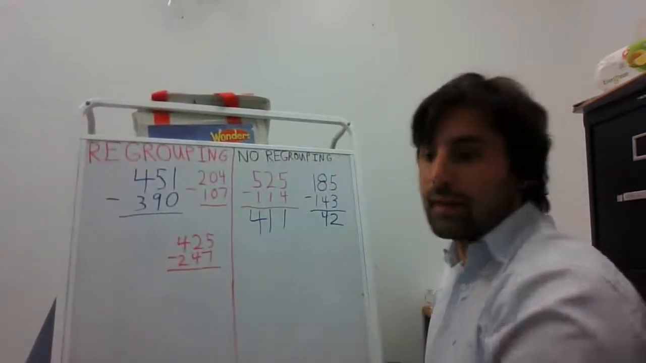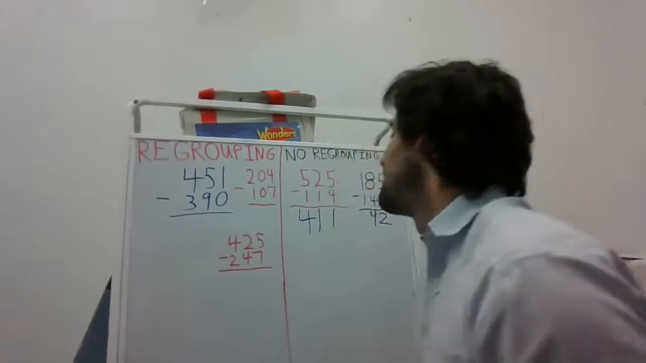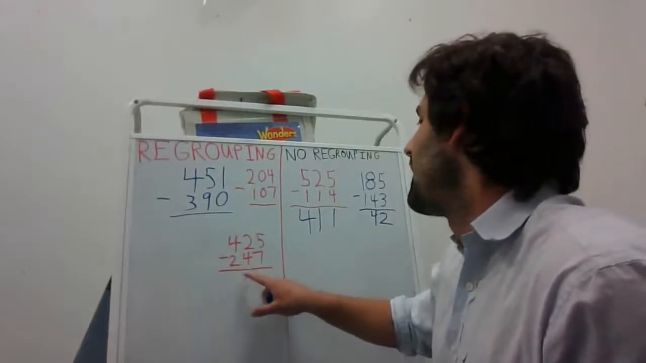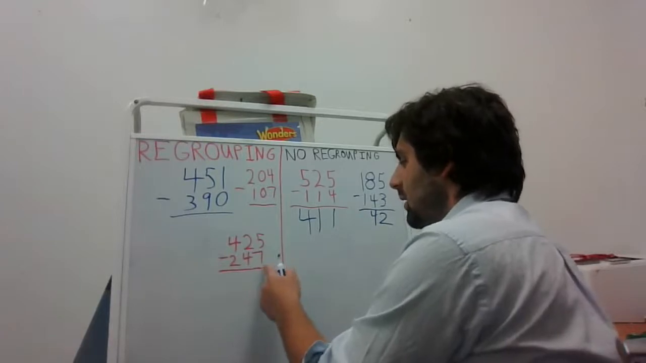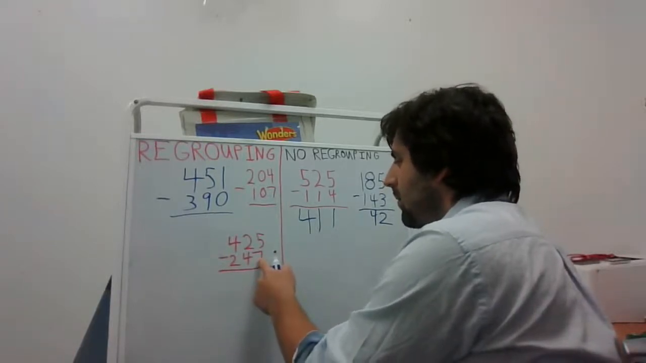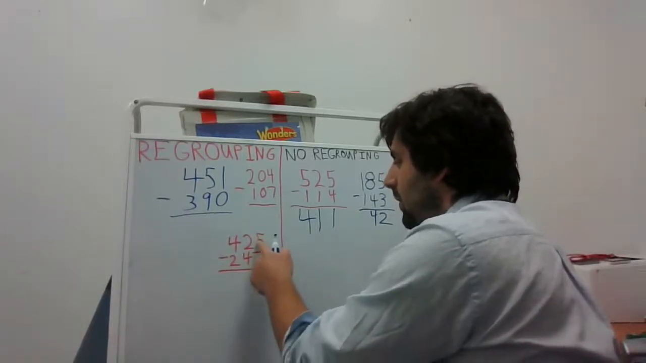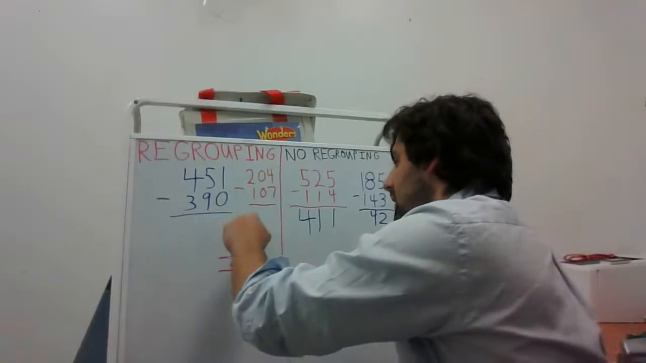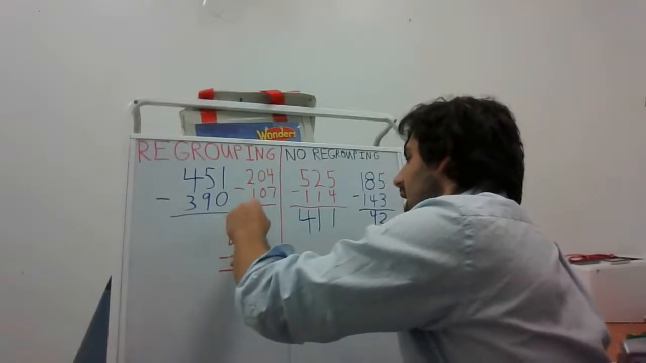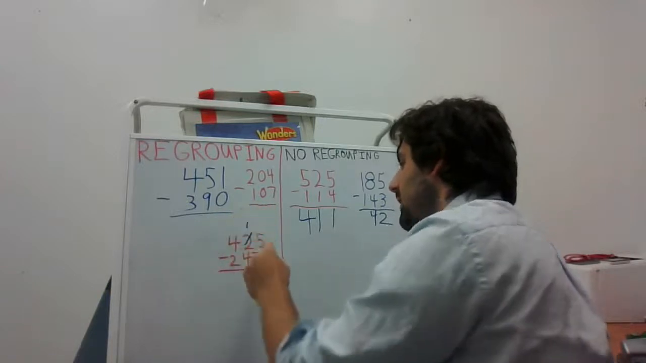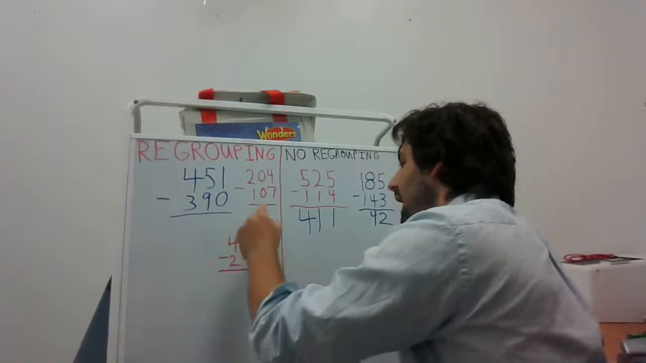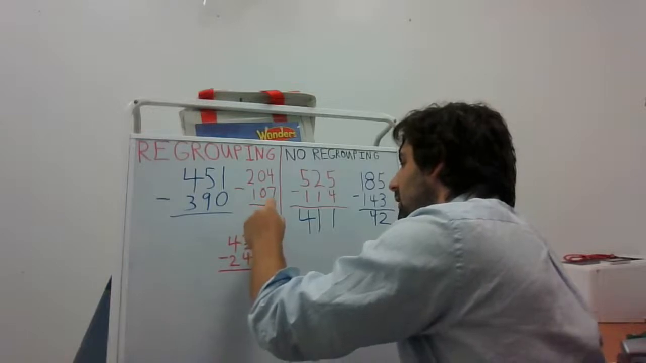Now for the regrouping. 425 minus 247. So we always go all the way to the ones place. Now we know the bottom number is bigger than the top number. So this is where we have to regroup. We got to take a 10 from the tens place and we got to add that to the ones place. So the 2 in the tens place is going to become a 1. The 5 in the ones place is going to become a 15.